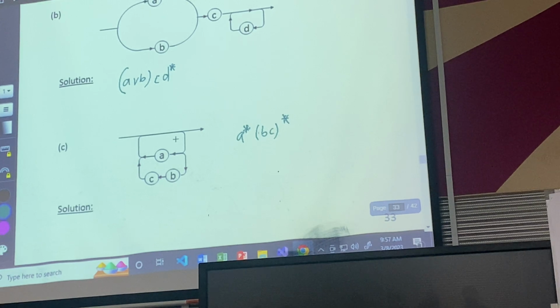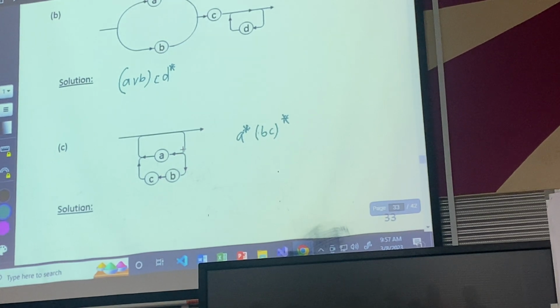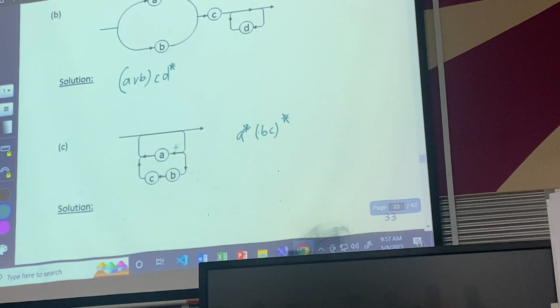So if I loop for one time, if I write like this, I can go to A and then BC, right? So to be more specific, we need to put the alternative in between these two, which is A or BC.